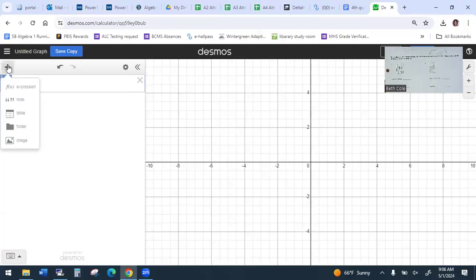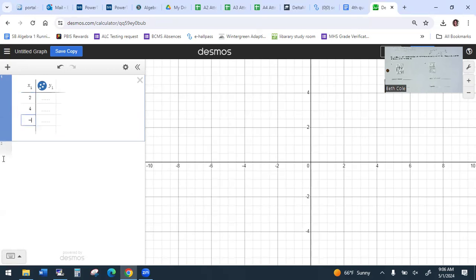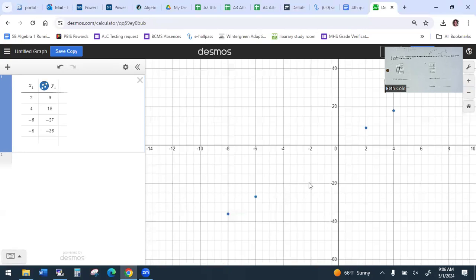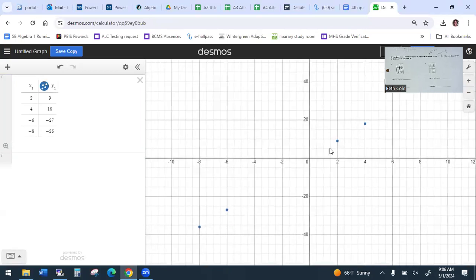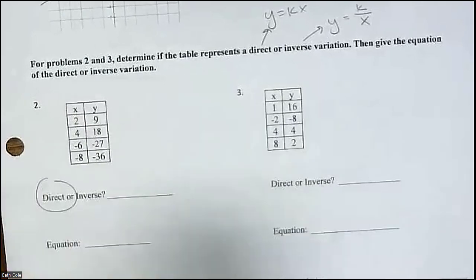Actually, instead of putting each individual point, I'm going to do it as a table because that's what it is in there. So let me just type them in and we're just going to see if it makes a straight line or not. So I typed them in, I'm going to hit the little magnifying glass. Does it look like a straight line? Like if you connected them? Yeah, and it would go through the origin. All right, cool. So we're going to say direct.